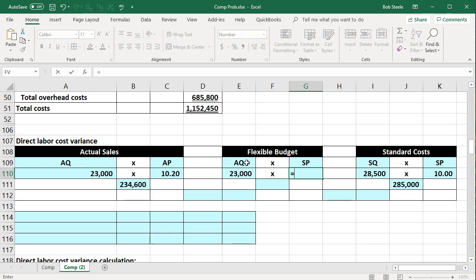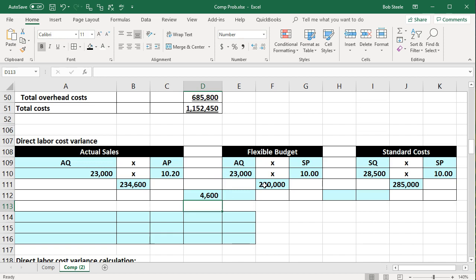And the standard price we already got is that number. Multiply these out. This is going to be actual quantity times the standard price. And then we're going to take the difference between the actual sales and our budgeted, flexible budgeted information. We're going to say this equals, usually taking the larger number, just always come up with a positive number. This number minus this number.